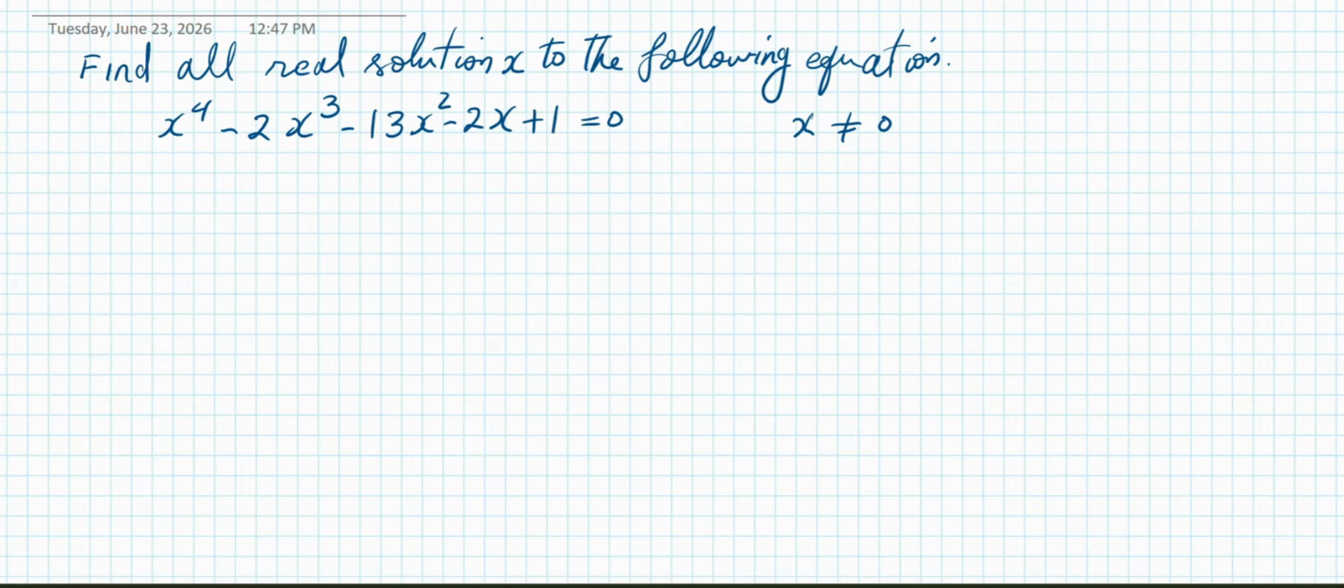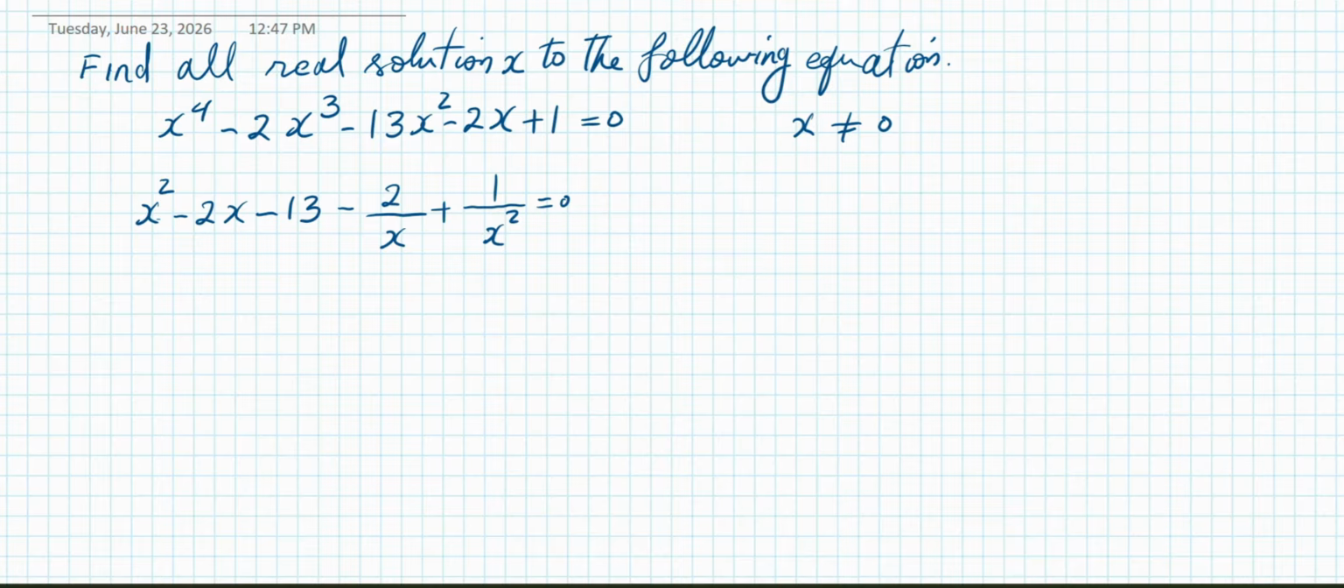So with this observation, we divide both sides of this equation by x squared. So here we get x squared minus 2x minus 13 minus 2 over x plus 1 over x squared equal to 0.